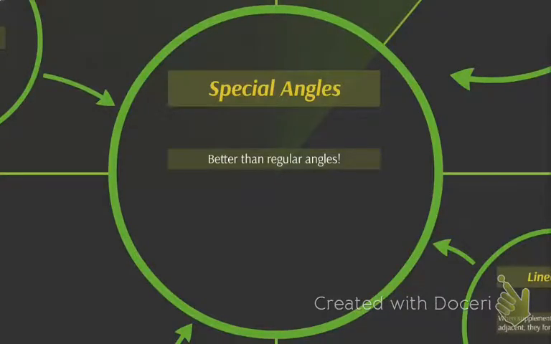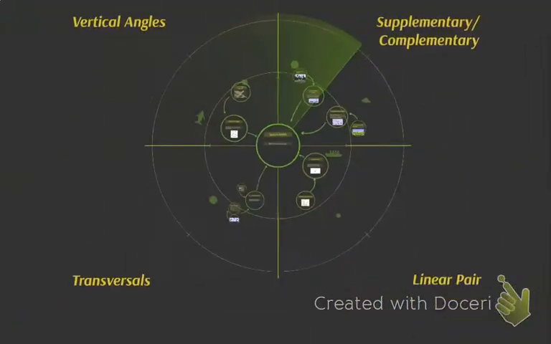Special angles. We'll talk about 4 general types. There's a lot of overlap, but we can break them down into vertical angles, supplementary and complementary, linear pairs, and the angles formed by transversals.